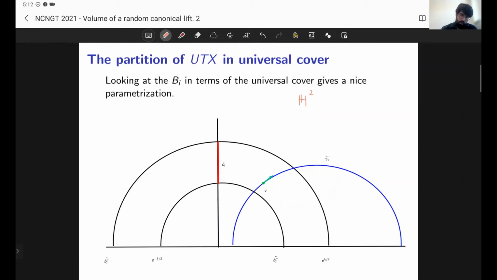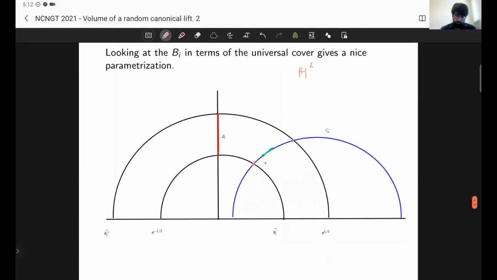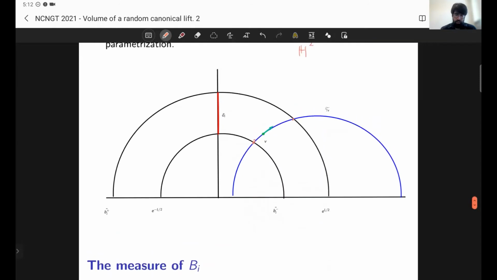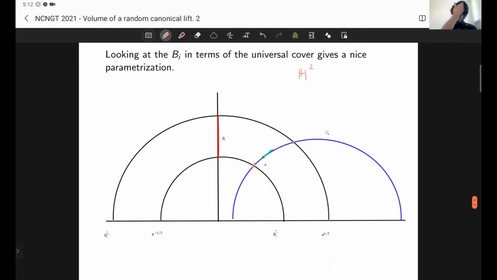So in this semicircular strip, the endpoints of the intersection of the corresponding geodesic gamma_v with these semicircles are located in these semicircles. So if you pick a point here, the corresponding geodesic intersects the corresponding semicircles. Okay, so that's a nice parameterization of this set V_i.